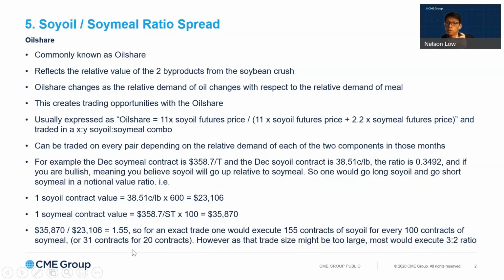Now, just like in the previous slide where it was 11:12, in this case, if it's 31 versus 20, some traders would just say it's too big, and I'll just trade in a ratio of 3:2. So again, it's really up to the trader's decision. But basically, this particular spread trade is always done in what is known as a ratio.